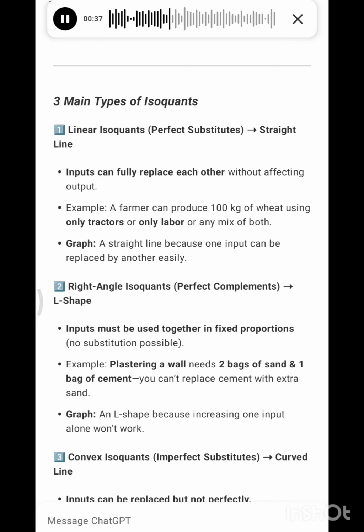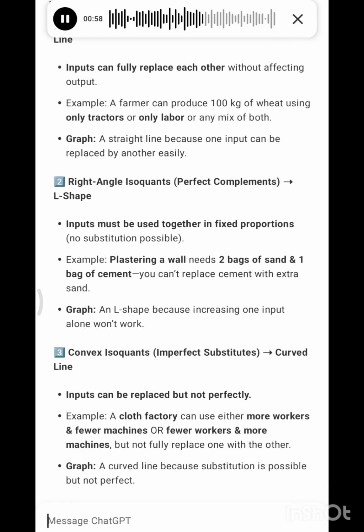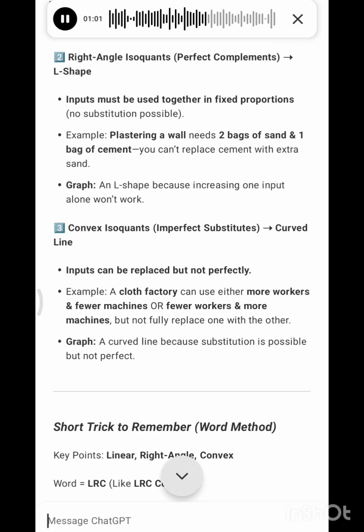2. Right-angle isoquants, perfect complements, L-shape. Inputs must be used together in fixed proportions, no substitution possible. Example: plastering a wall needs 2 bags of sand and 1 bag of cement. You can't replace cement with extra sand. Graph: an L shape because increasing one input alone won't work. 3. Convex isoquants, imperfect substitutes, curved line. Inputs can be replaced but not perfectly. Example: a cloth factory can use either more workers and fewer machines, or fewer workers and more machines, but not fully replace one with the other. Graph: a curved line because substitution is possible but not perfect.